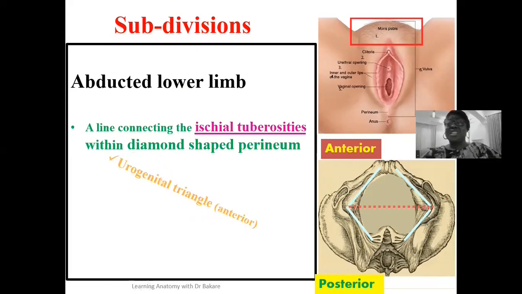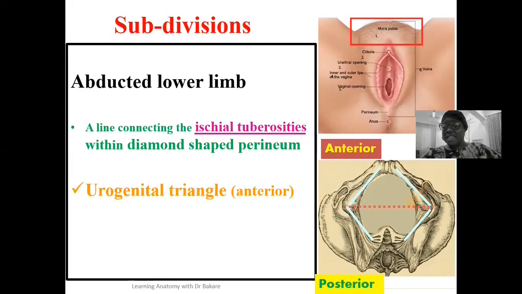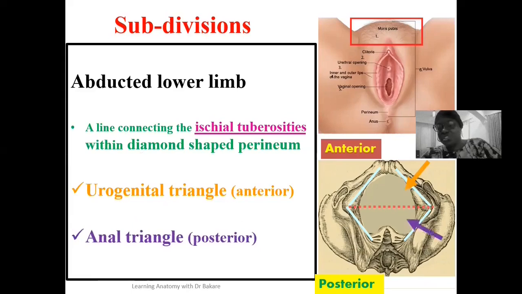So we have the urogenital triangle on the anterior side, and this is what is highlighted here at this point. And behind, we have the anal triangle posteriorly, and this is what is seen to be highlighted here in purple. So you can see that this diamond-shaped configuration is further subdivided into two triangles, and each of the individual triangles is seen to contain different structures.